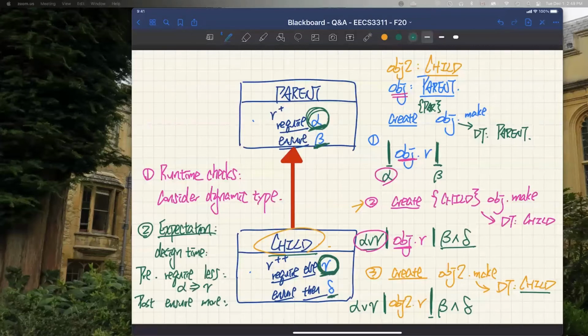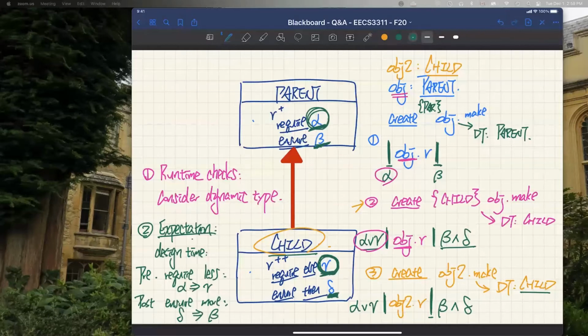And similarly, what about ensures more? We want to make sure that whatever you can guarantee in the child class is also guaranteed by the parent, in the reverse way, right? That's also what we spoke about intuitively. So that's why we say delta also implies beta. You want to make sure your child class can ensure at least what is really ensured by the parent. Okay, so that's about the expectation.